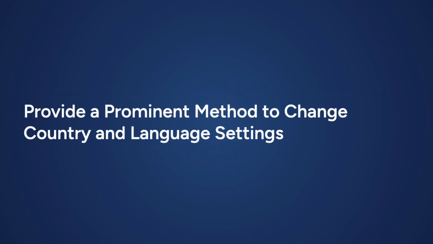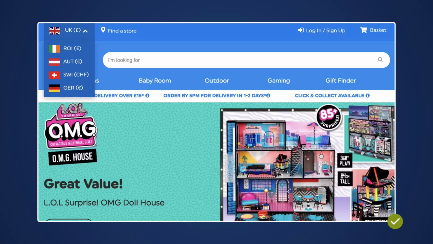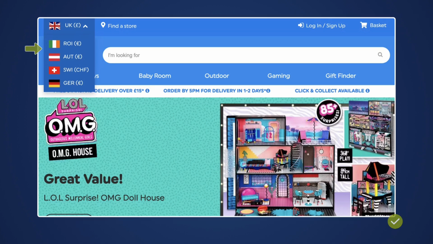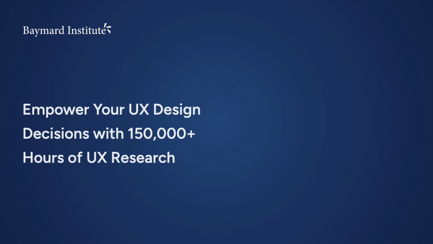Sometimes, users may need to switch from the current country and language settings. For example, the geotargeting might have been inaccurate, or they may have selected the wrong settings by mistake. For example, Smyths makes it easy for users to change their country and language with simple flag icons at the top of the page. These are just a few highlights from our research findings.